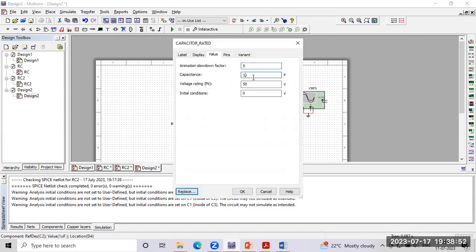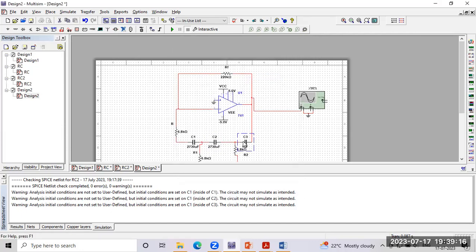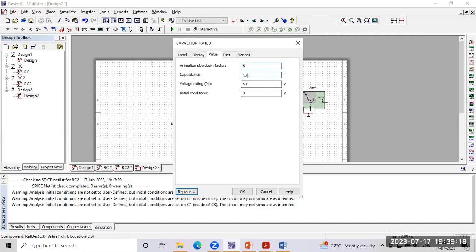What is the advantage of this Multisim? Otherwise we actually do it with hardware. Why do we go for software? Because we can use any value of capacitor or resistance. Otherwise, in the laboratory, we don't get this exact value. We need to compromise in the laboratory, but here there is no compromise. We can use any value and get the exact output without any errors. That is the beauty of Multisim or any software application.